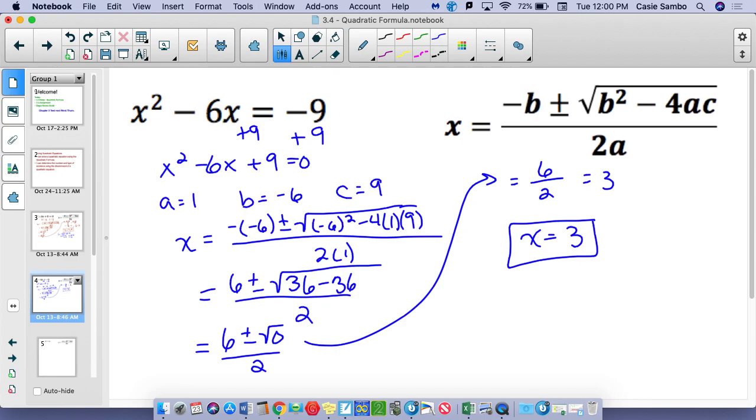This is another one that you could have solved by factoring, because x squared minus 6x plus 9 is just x minus 3 squared equals 0. And then you could have used the square root method from there. But you could solve it by the quadratic formula as well.